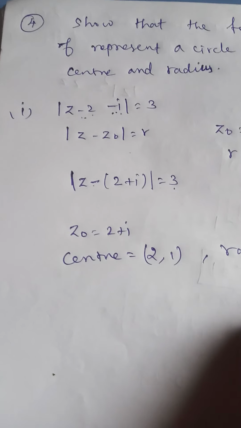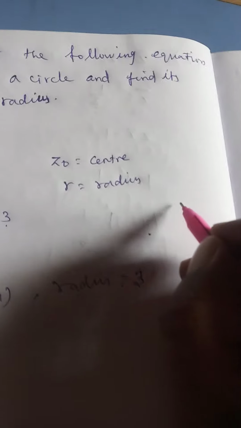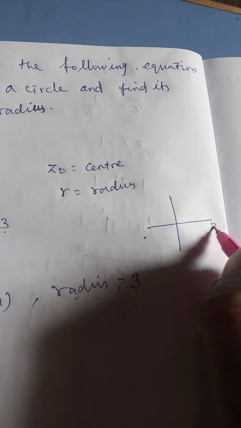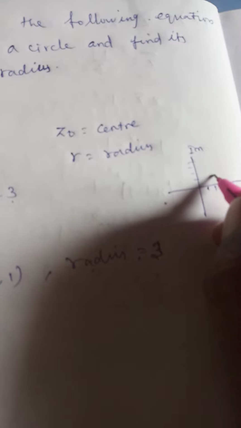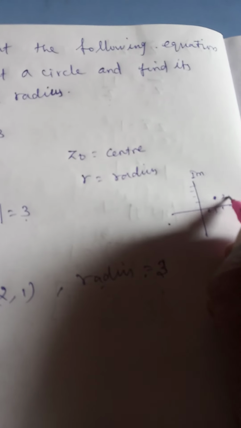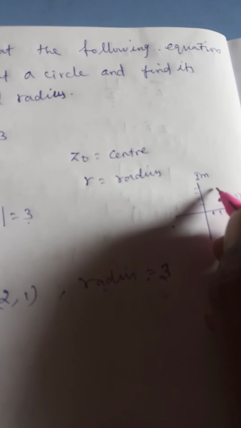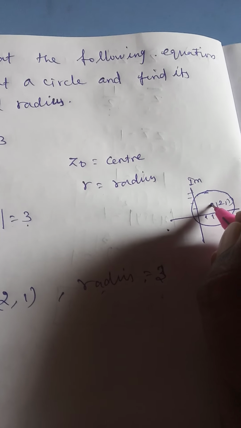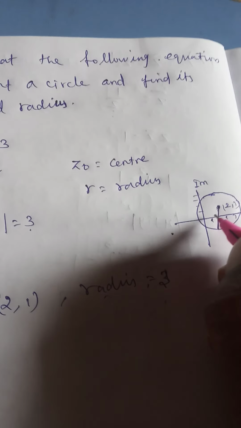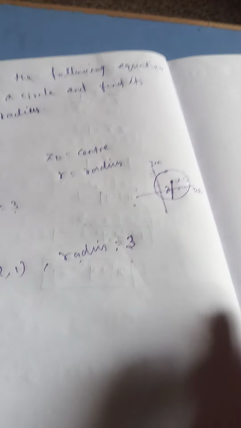Now represent the circle in a diagram. X is the real axis, y is the imaginary axis. Mark 1, 2, 3, 4. Then (2, 1) is the center. Draw an approximate circle with that point as the center, and draw a line of radius 3. That's the representation of the circle. Okay, second subdivision.